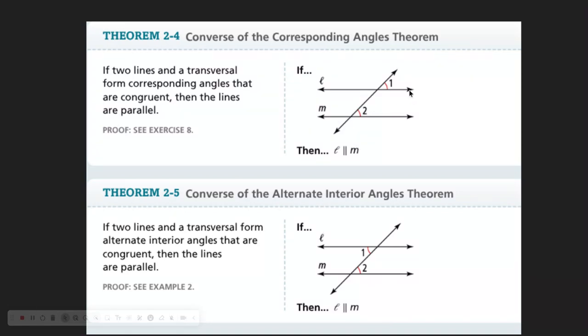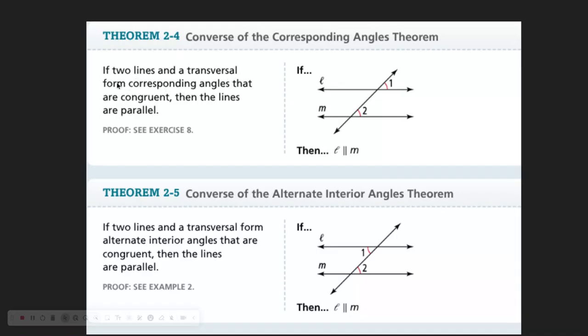So look at the difference. This looks exactly like our picture from yesterday, but the if now does not have lines that say these are parallel, but they do have marks that indicate the angles are congruent. So look what it's saying.